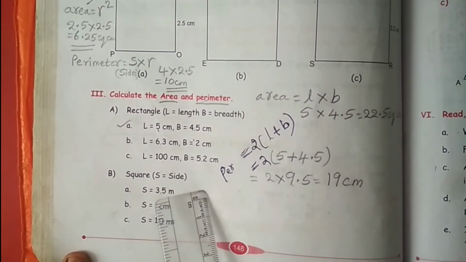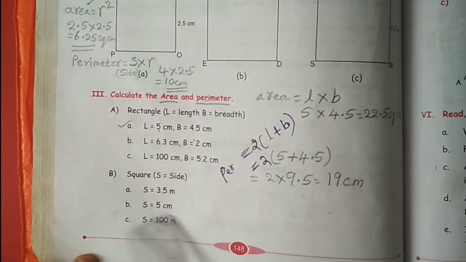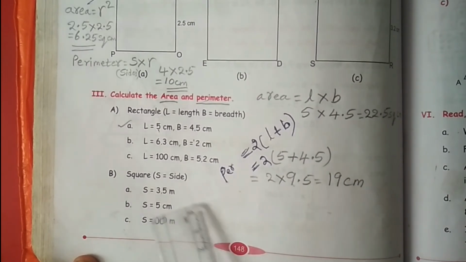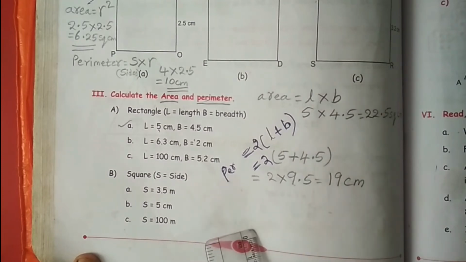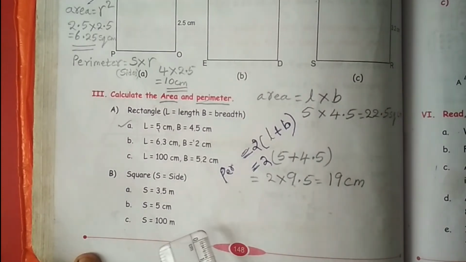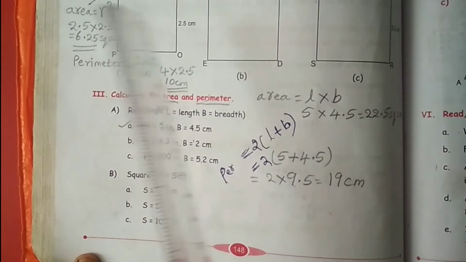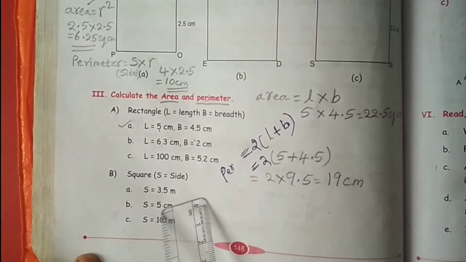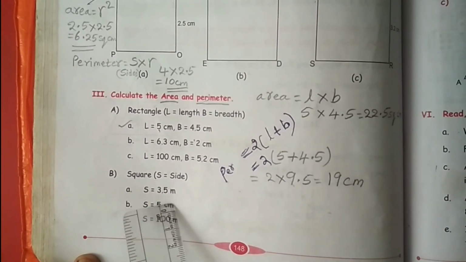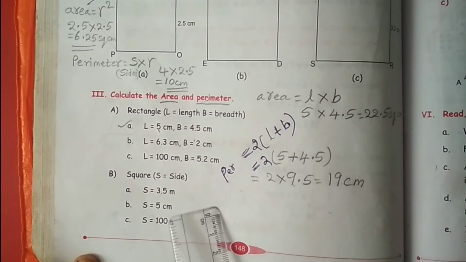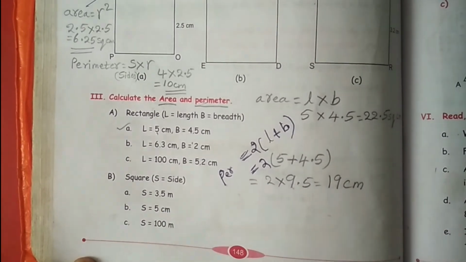Square, S is equal to side. Right. So, what's the formula for this? The four sides are equal for the square. So, S is 3.5 meters. So, 3.5 into 3.5 is 12.25 square meters. Or see here, I told you area is equal to r square. The question we have given here is S equal to 3.5 meters. So 3.5 into 3.5. How much is the answer? 12.25 square meters. This you can do on your own.